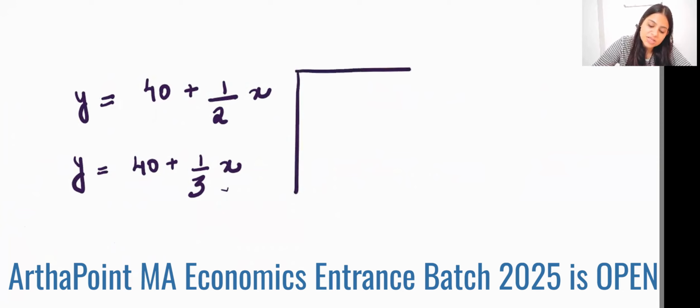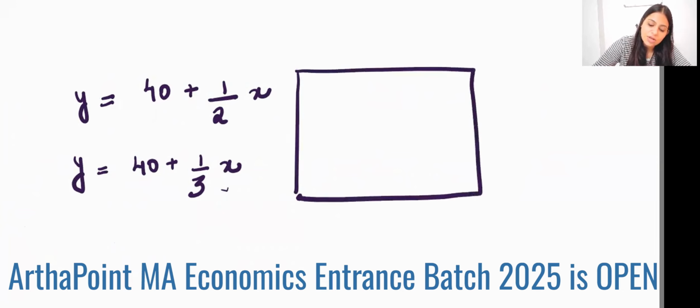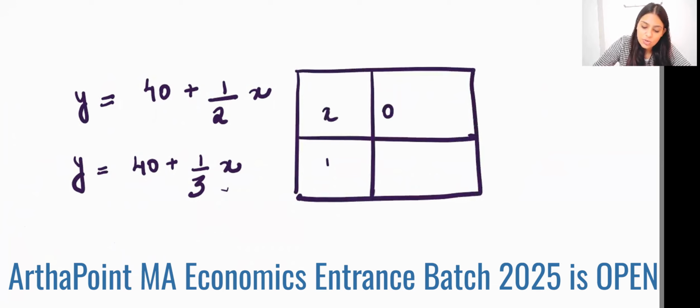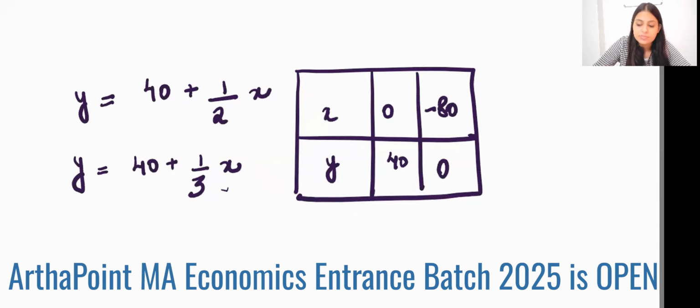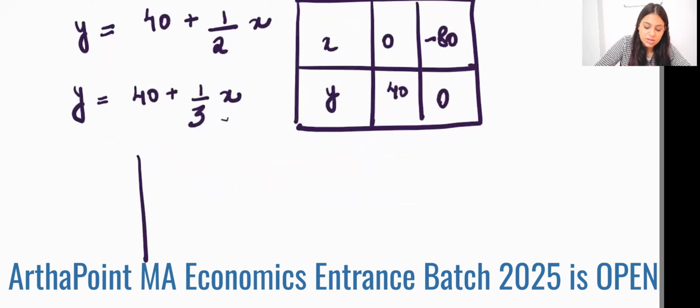So you will first make a schedule. For the first one, you will say when x is 0, y is 40. When y is 0, x is minus 40 into 2, minus 80. And similarly, you will make it for the other one.